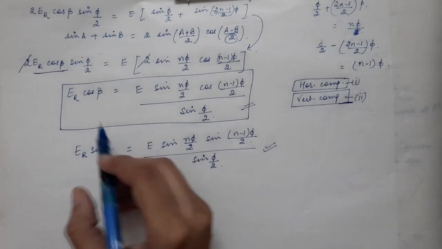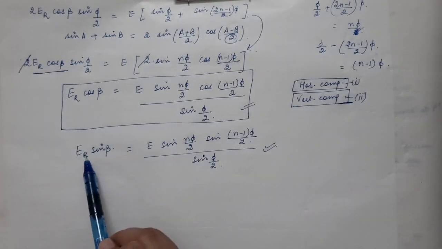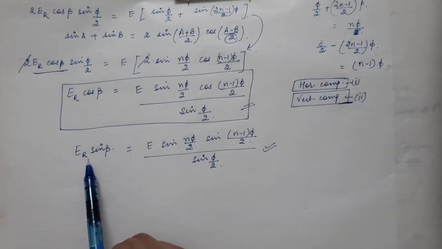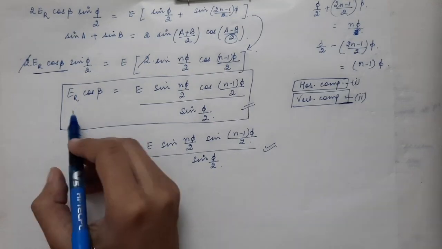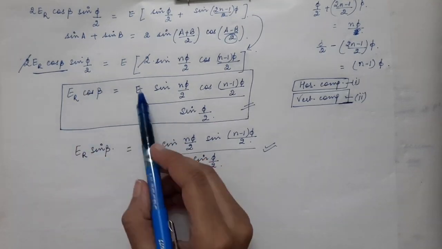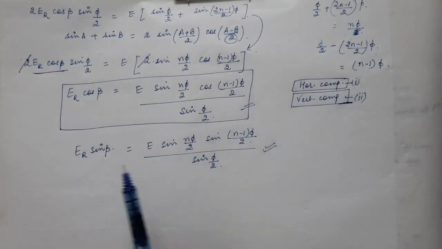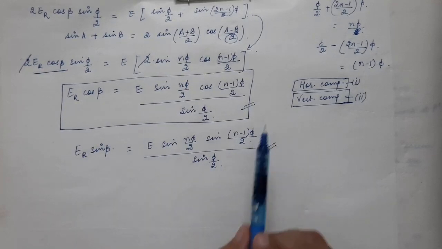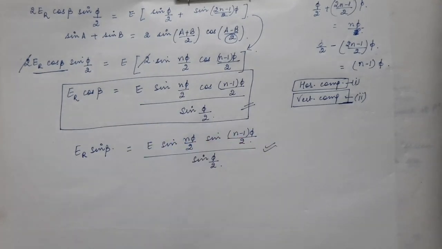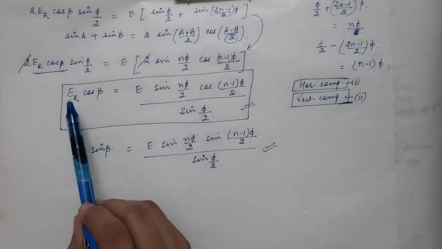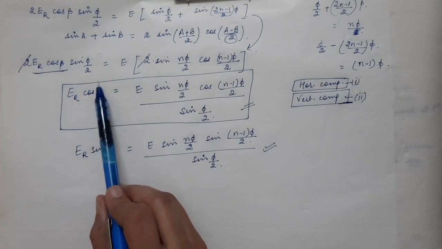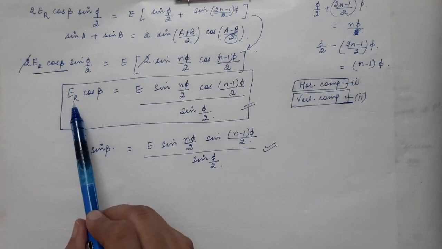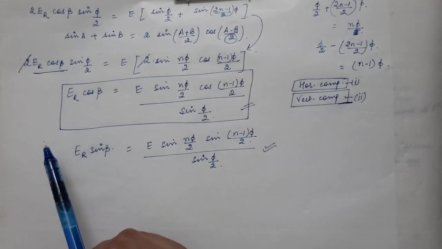So first of all, what we will do is we will square these two equations that we have got, and we will add them. So what we will get is E_R square cos square beta, and we will square the right hand side also. Similarly, we will get E_R square sin square beta, with the square on the right hand side, and then we will do the summation. So on the left hand side you will get E_R square cos square beta plus E_R square sin square beta. From there E_R square can be taken common.